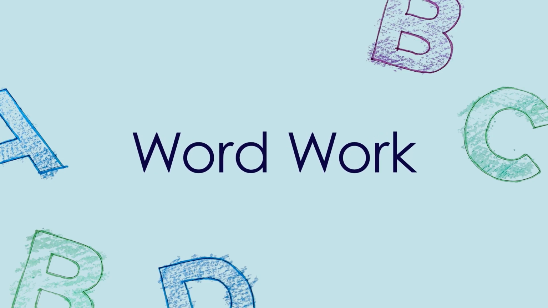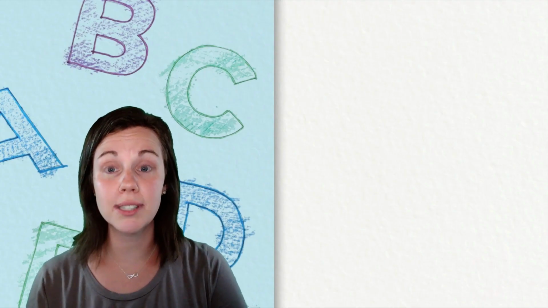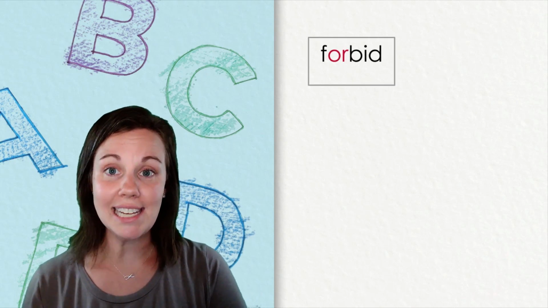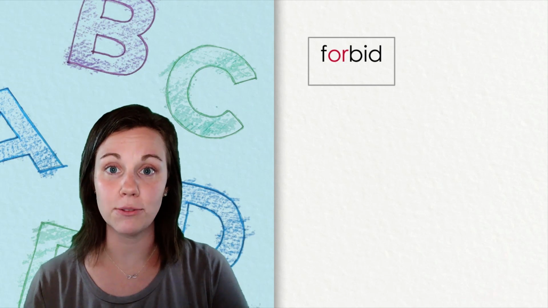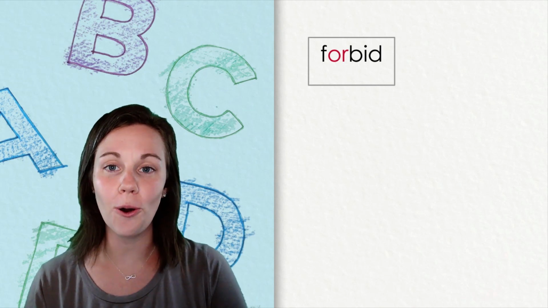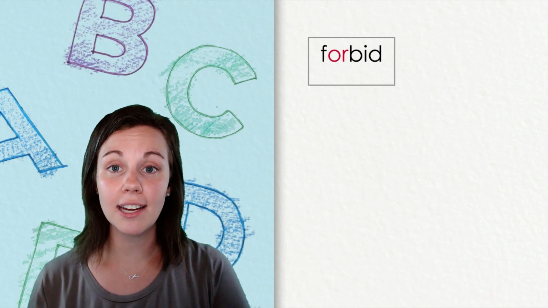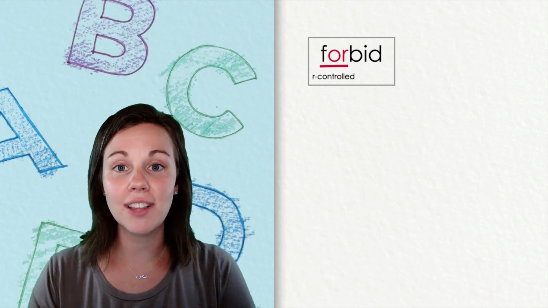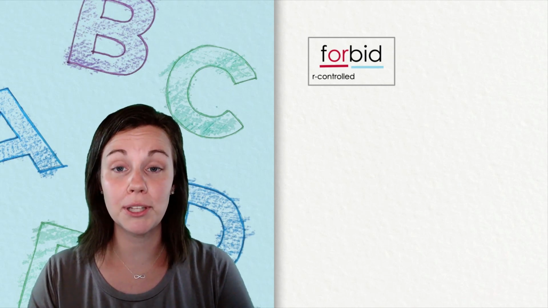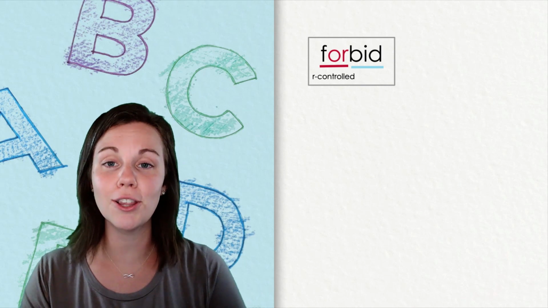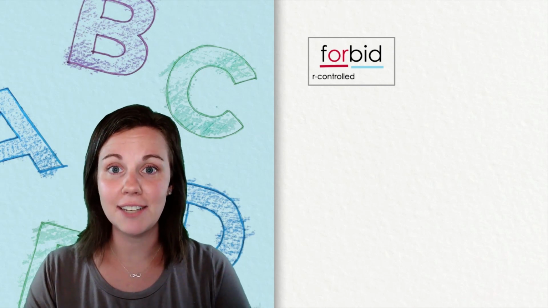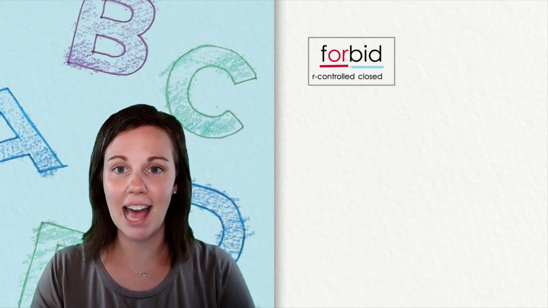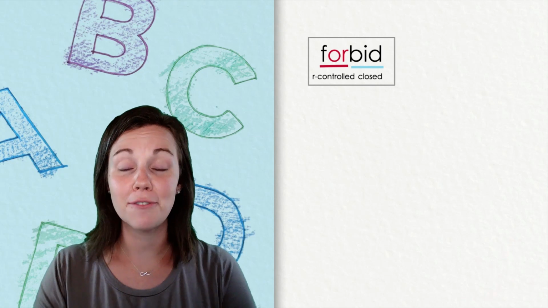Word work. We'll be looking at some two-syllable words. You can see this first one here. In red, it's showing that R-controlled sound. OR says or. We'll underline our R-controlled syllable in red. And we'll underline the other syllable in blue. You can see that that's a closed syllable. The D, or the consonant, is closing in that vowel, making a short vowel sound. That word says forbid.